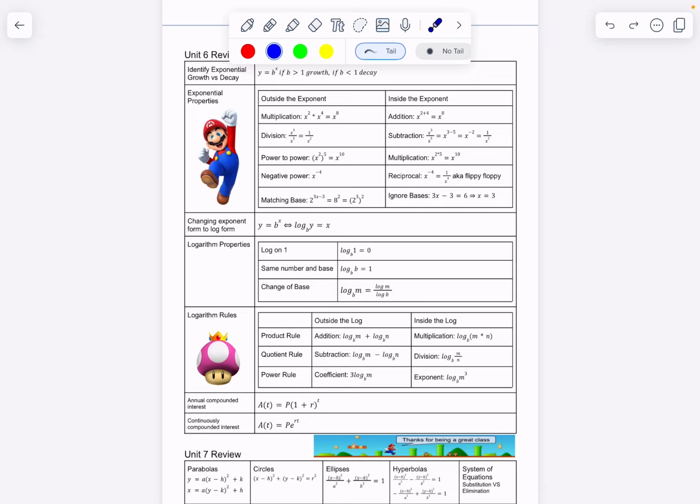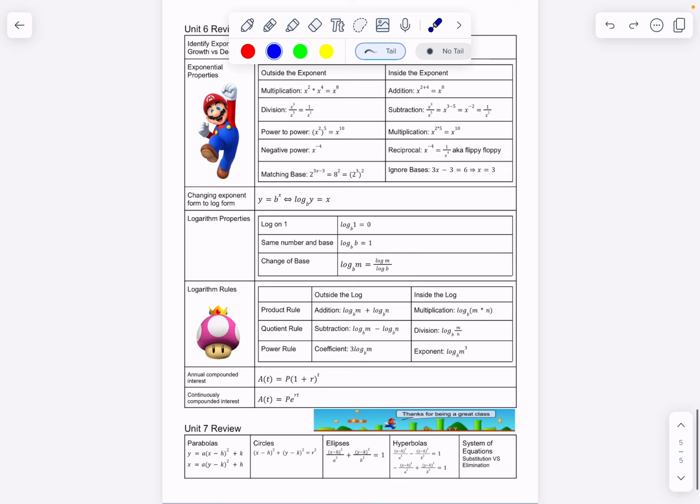So study this. If you want to make this into a poster, by all means. These 5 things right here are critical to succeeding on the final. Know your parabolas, know your circles, know your ellipse, know your hyperbolas. There's really only like one or two questions on hyperbolas, and it's a matching part. So just identify a shape.